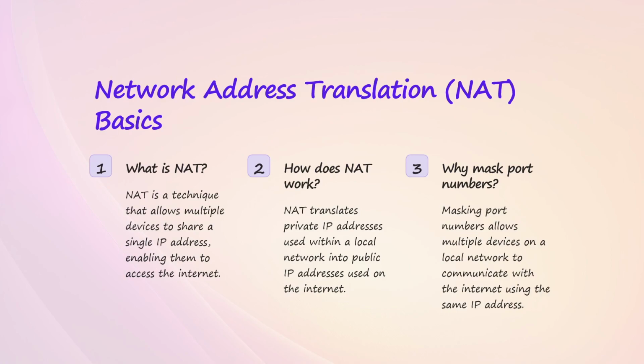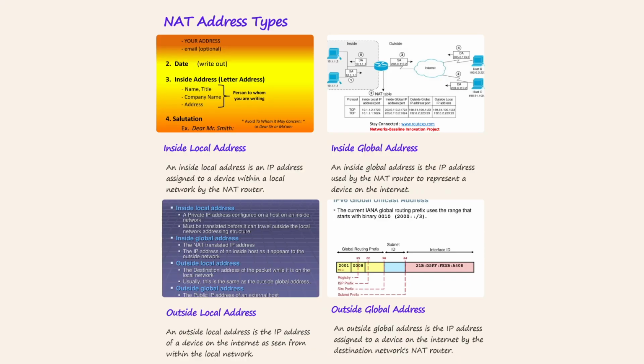What is NAT? It is a technique that allows multiple devices to share a single IP address, enabling them to access the internet. How does it work? NAT translates private IP addresses used within a local network into public IP addresses used on the internet. And why mask port numbers? Masking port numbers allows multiple devices on a local network to communicate with the internet using the same IP address.